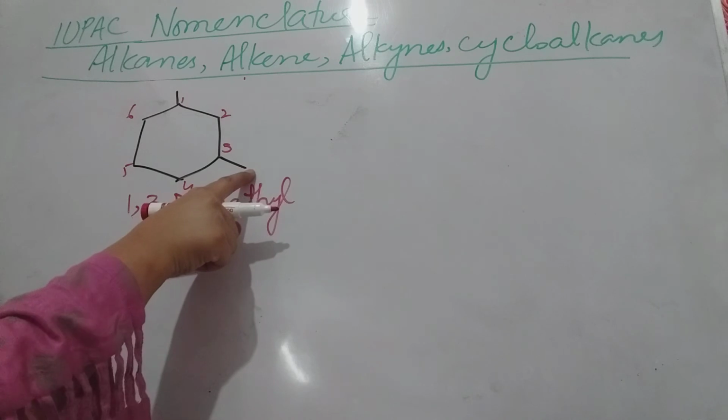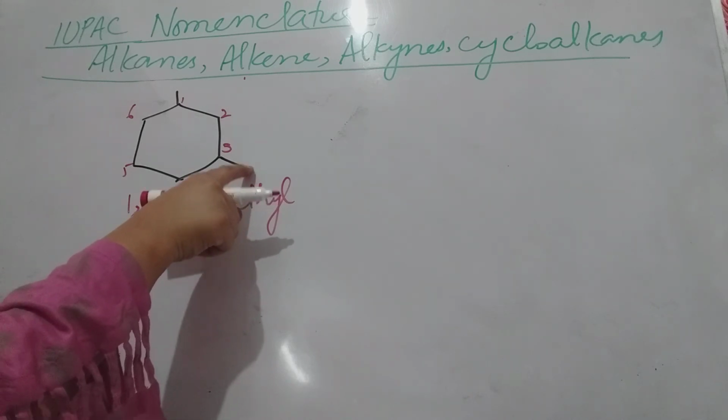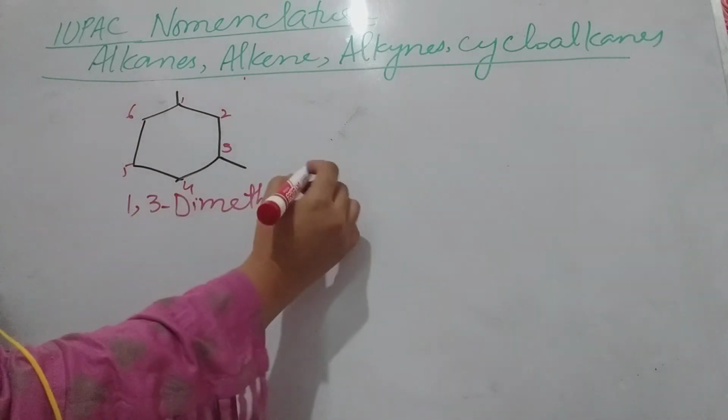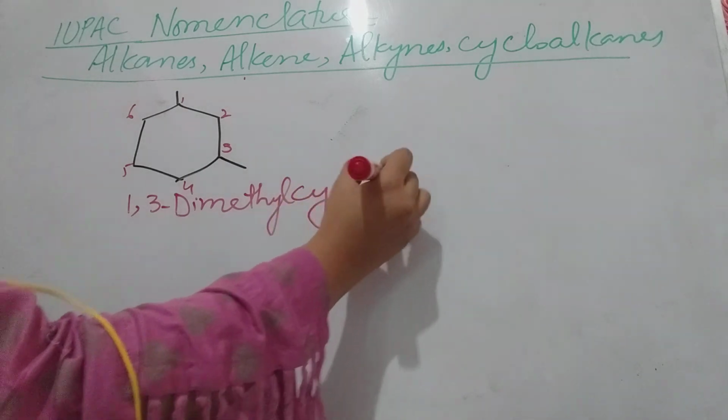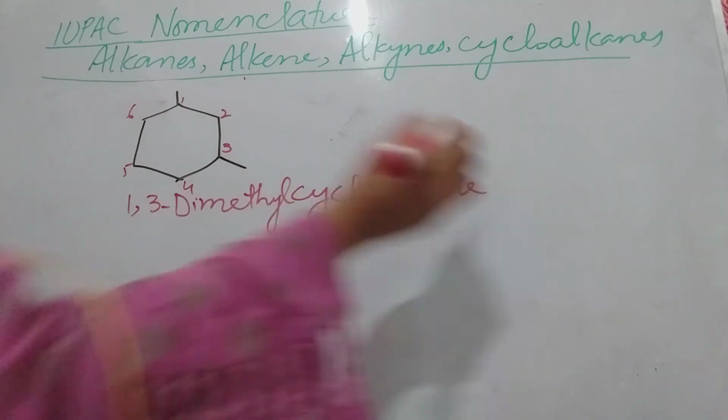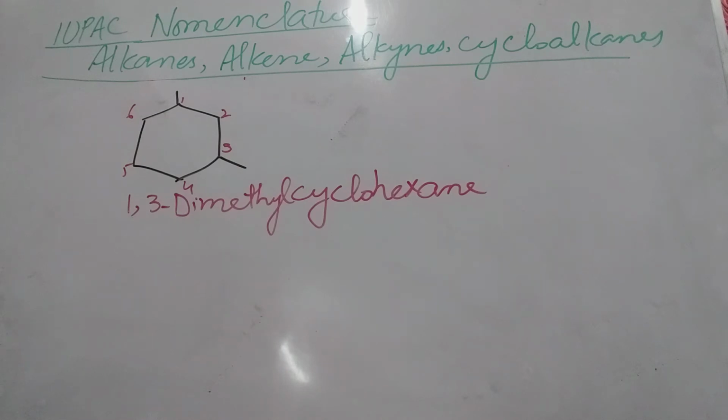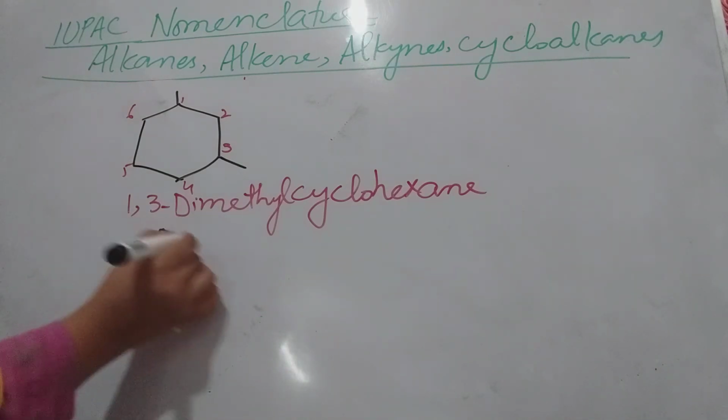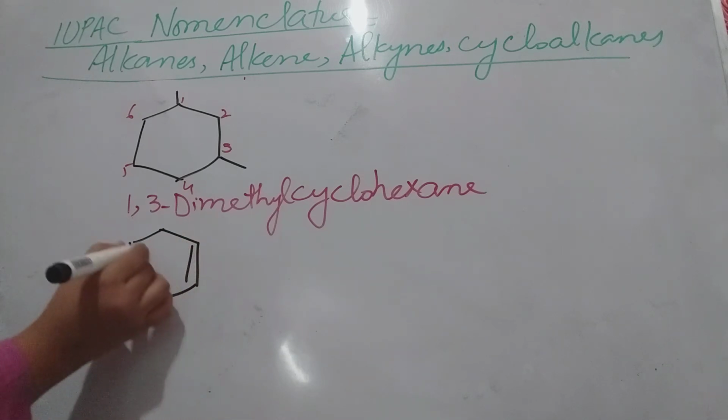where, if there is no mention of anything, not even hydrogen, it means there is a methyl group. And how many carbon atoms are in this chain? 6 carbon atoms. Then 1, 3-dimethylcyclohexane is the name of this compound. You have another example. Okay?